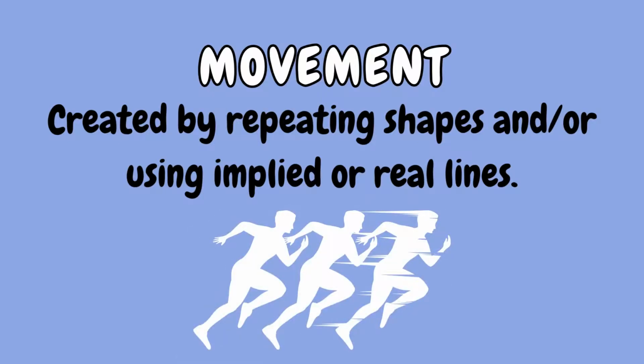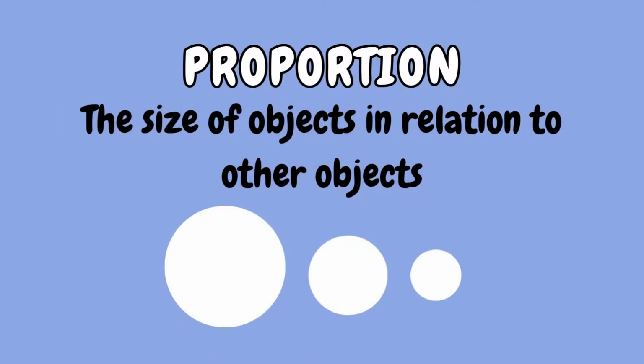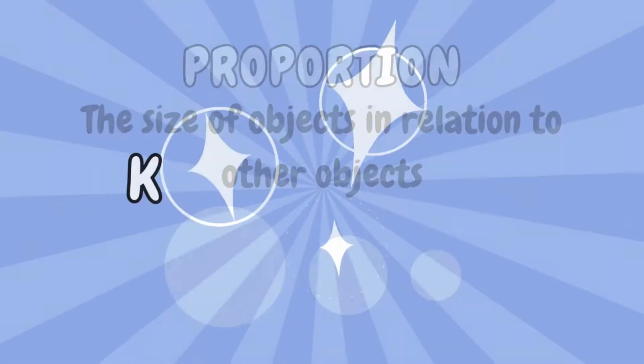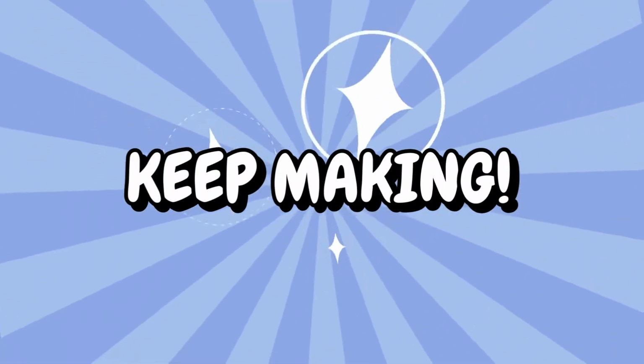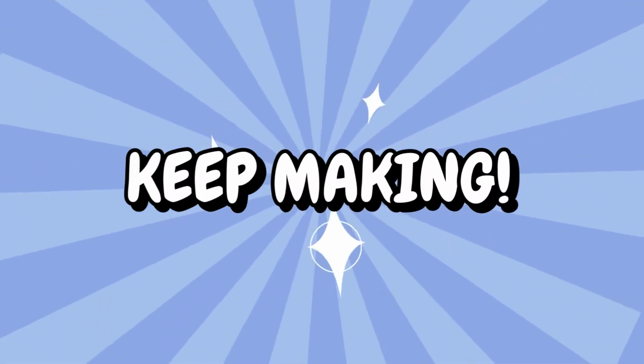Movement also creates interest in your composition and allows the viewer's eye to move around. Proportion is used to create balance and emphasis, so it really is a principle that helps the other principles. We will discuss all of these principles in more detail in separate videos.